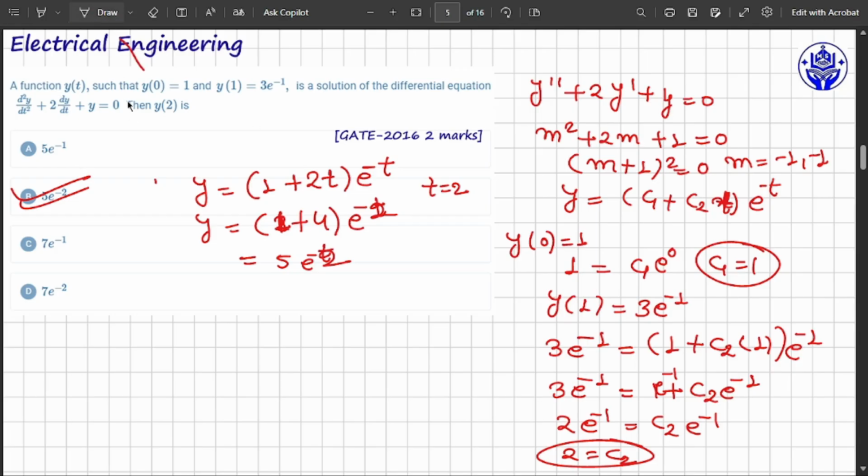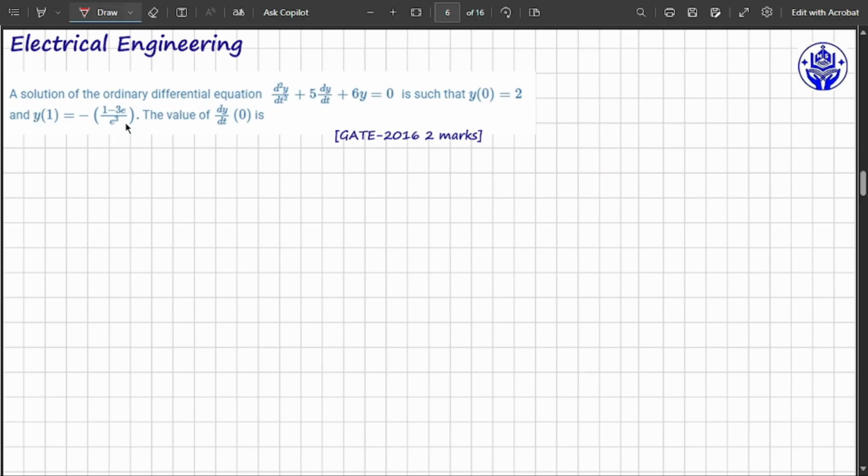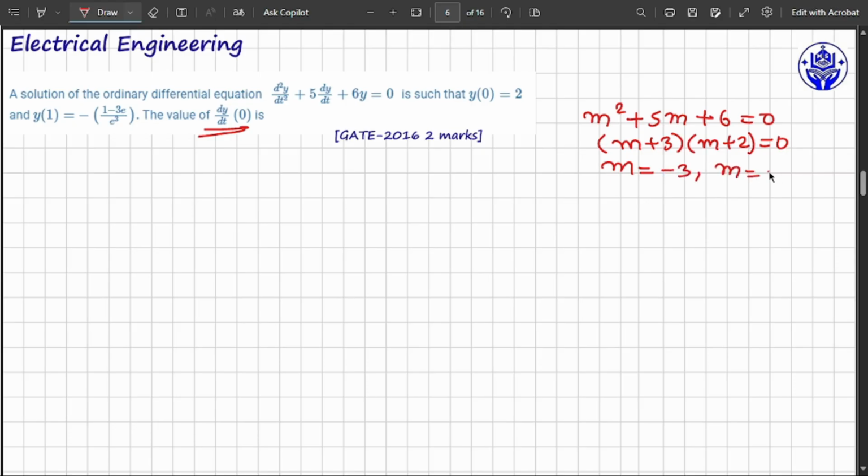Okay, next one. A solution of ordinary differential equation d2y by dt square plus 5 dy by dt plus 6y, and these are the conditions here, and what is the value of this? Okay, just finding this. So the auxiliary equation is m square plus 5m plus 6 is equals to 0. Then it is m plus 3, m plus 2 is equals to 0, of course. Then after that m is equals to minus 3 and m is equals to minus 2.